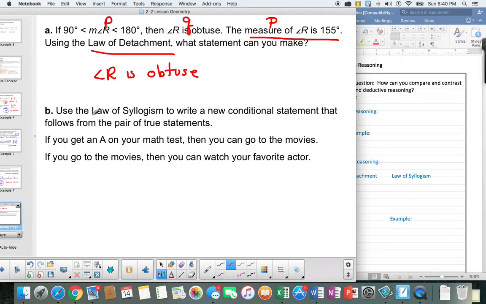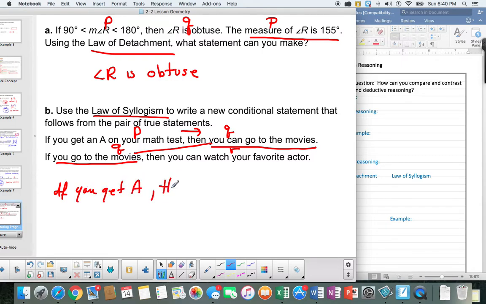Okay, now let's use the law of syllogism. This is that chain of reasoning here. If you get an A on your math test, then you go to the movies. So this is P implies Q. And you can see here, this is Q, so there's a good connection, like a chain. And then this is another statement, R. So we can say, if you get an A, then you watch your favorite actor.